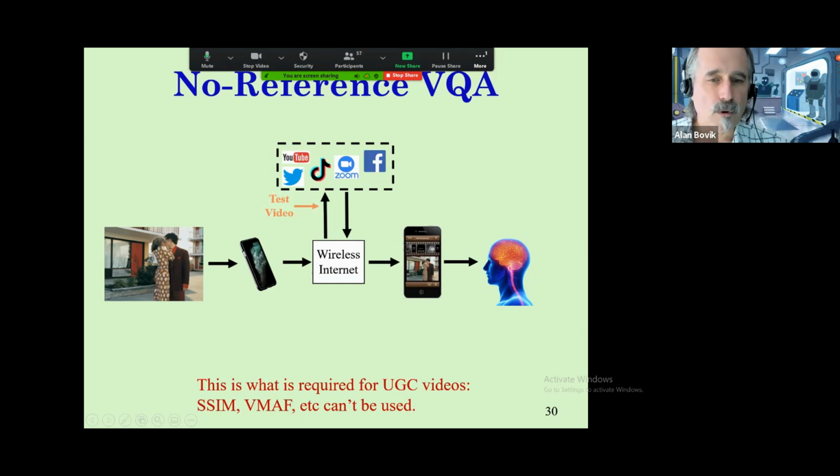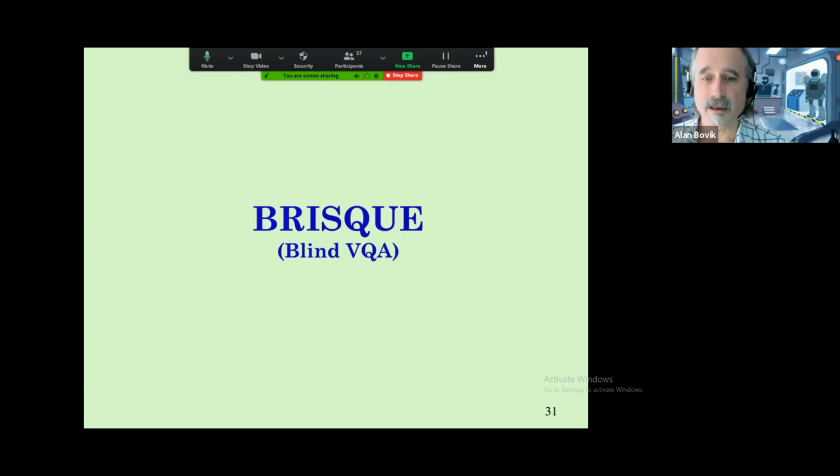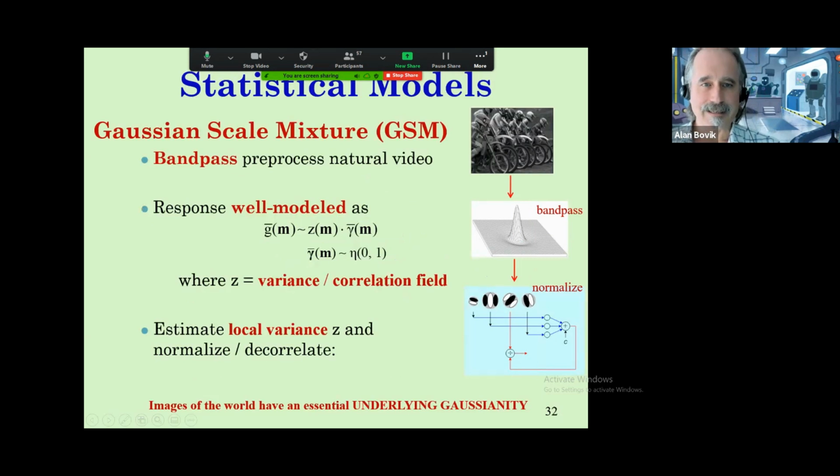For example, if you knew the quality beforehand, it would help you decide the later compression, where you do a reference compression right here. So it's a super important problem that could affect literally hundreds of billions of videos every year. This is what we're working on, and it's hard. I'm going to start with an older model, just to continue this theme of natural scene statistics, called BRISQUE. It uses the Gaussian scale mixture model. It uses a simple model of bandpass filtering and a simple model of divisive normalization. And it uses this underlying Gaussianity of the world.